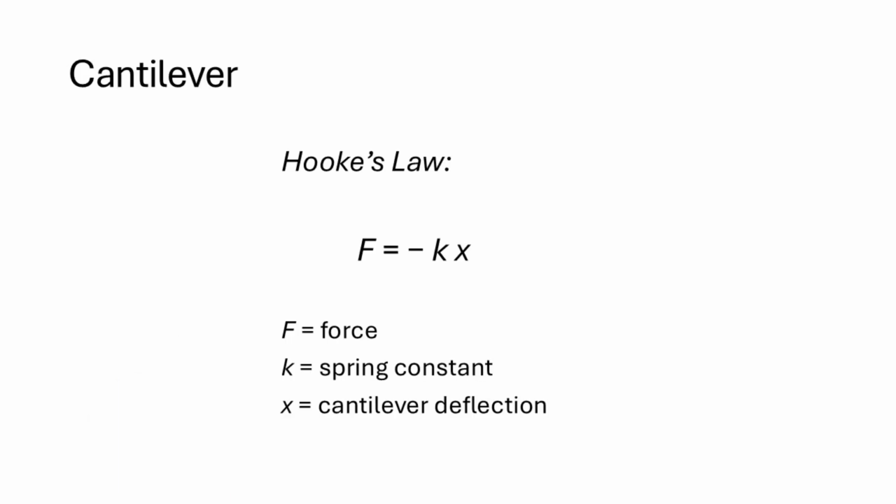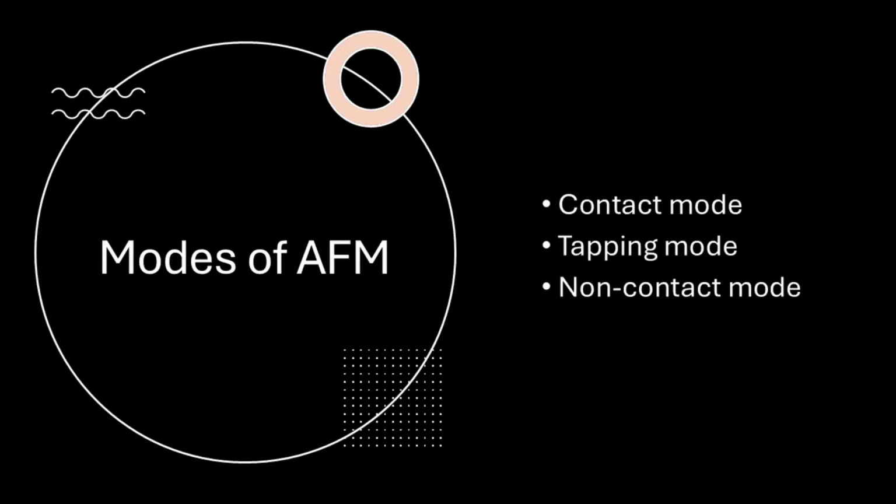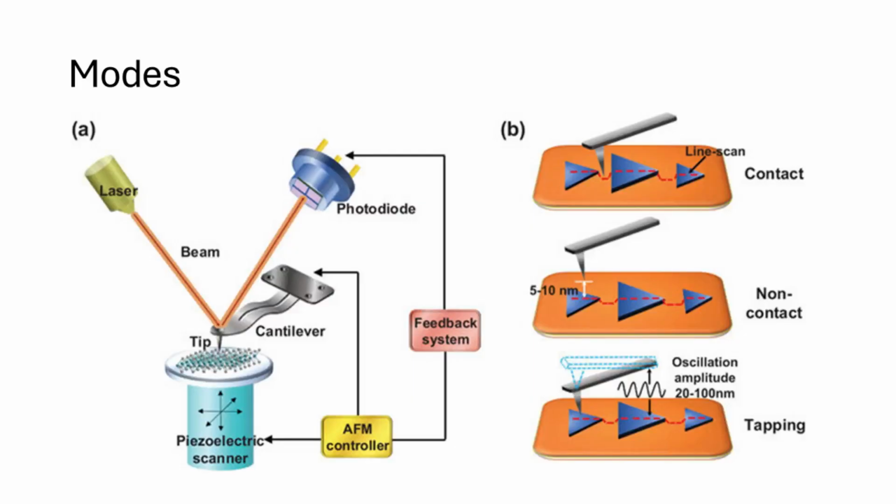For the cantilever, we use Hooke's law because the cantilever acts like a spring. AFM has three modes. First is contact mode, second is tapping mode, and the third one is non-contact mode. In contact mode, the tip keeps in contact with the sample, so it will damage the sample, and for non-contact mode, it hovers above the sample, so it won't damage the sample. But the result is not so good. And the tapping mode is between the contact mode and non-contact mode. The tapping mode measures point by point by oscillating the cantilever at its resonant frequency.